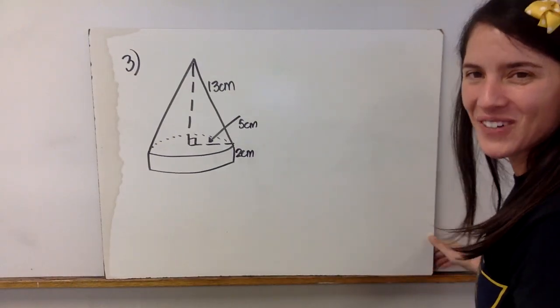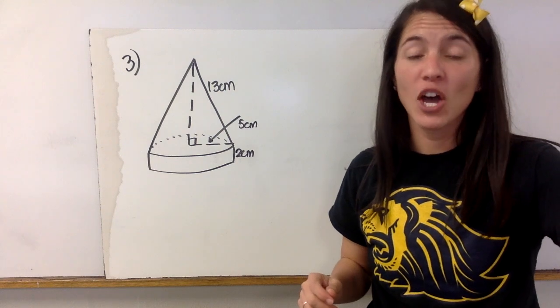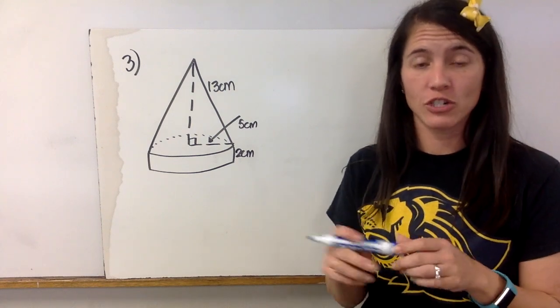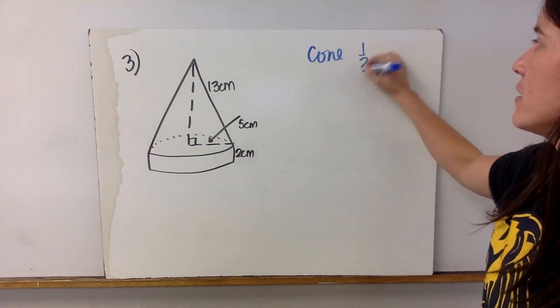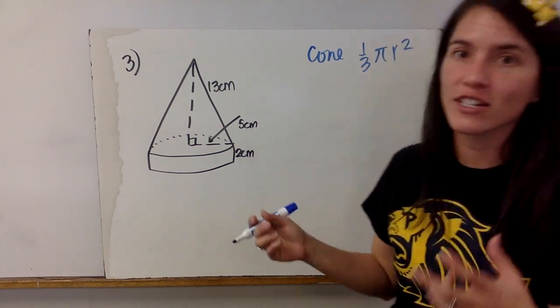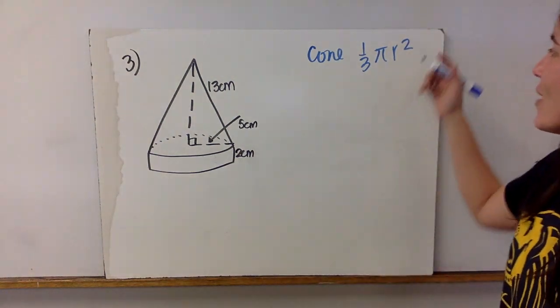So I just went ahead and rounded to the nearest hundredth. All right, number 3. Number 3, we have a cone on top of a cylinder. So we'll start with the cone. And I just wrote it. So I know it's 1/3 pi r squared times h.